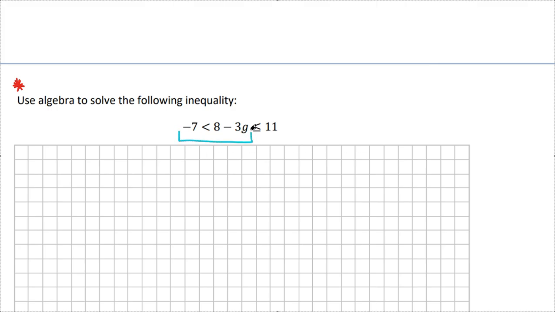You're going to take this part and write it out as one inequality. So minus 7 is less than 8 minus 3g. And I'm going to take from this part down to here. So you split it just after the inequality up to the end, or at the very start up to just before the start of the other one. So you're setting up 2 inequalities. So we'll have 8 minus 3g is less than or equal to 11.